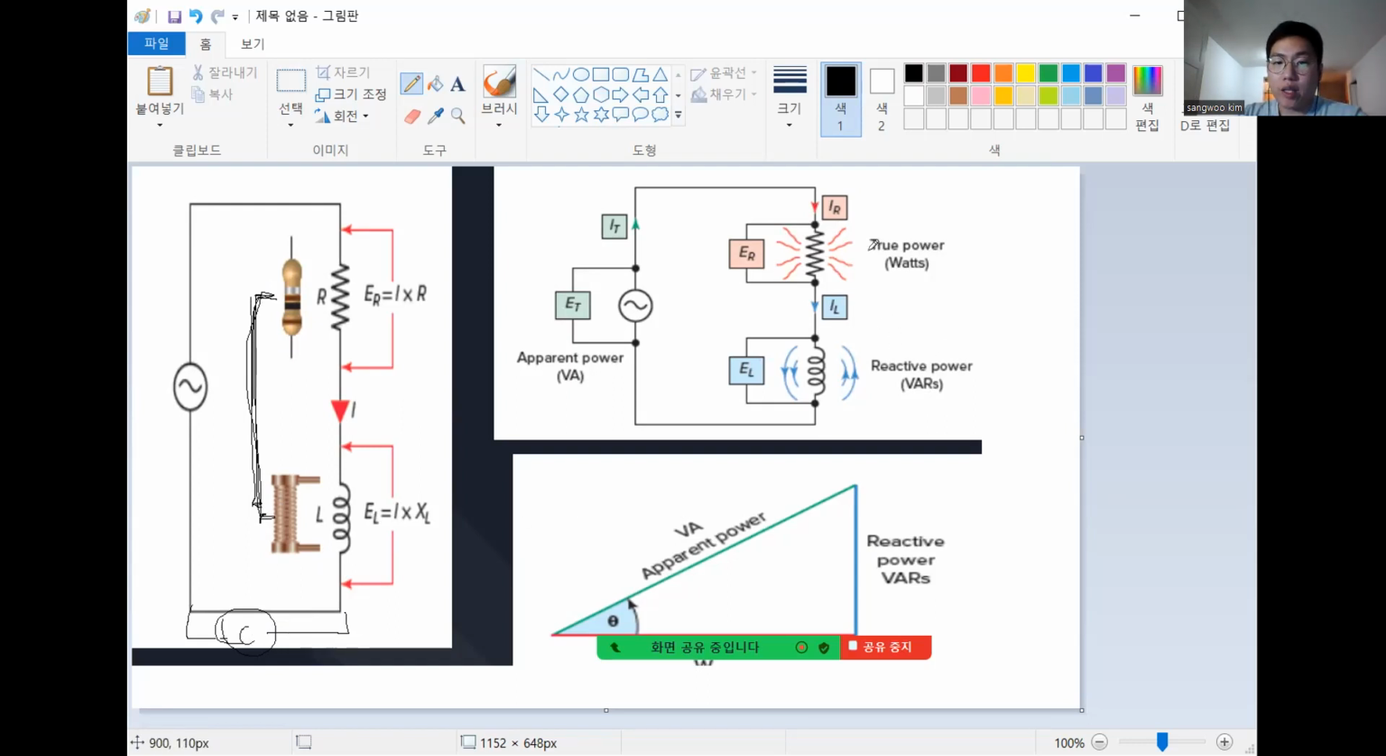So I said here, look at that. The R, actually, we use true power, I said, right? Actual use, or it's going to be actual loss.